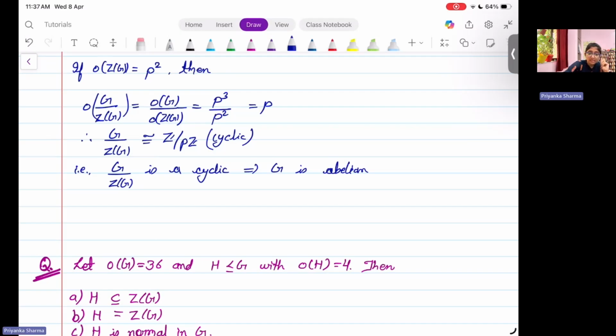But if G is abelian, then the center of G and G will be the same. That is, the order of Z(G) cannot be p squared, which is less than p cubed, the order of G. So this is a contradiction in this case. That is, the order of Z(G) cannot be p squared.